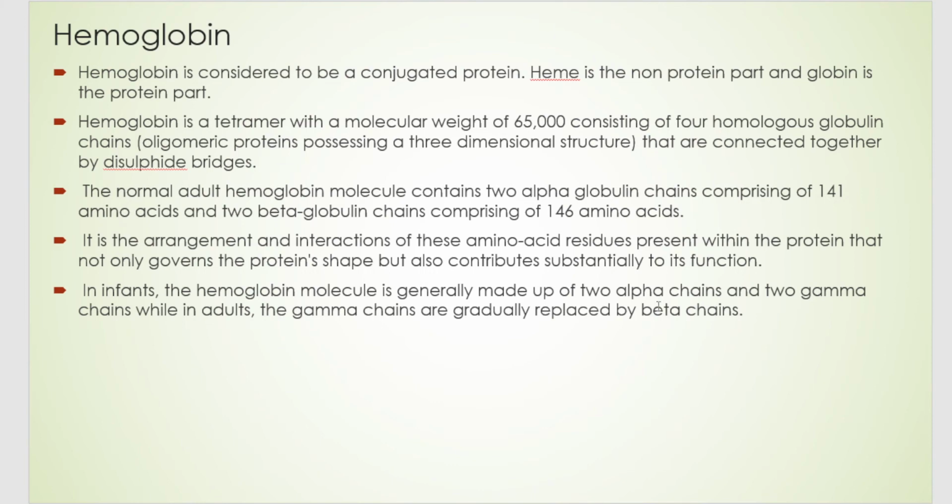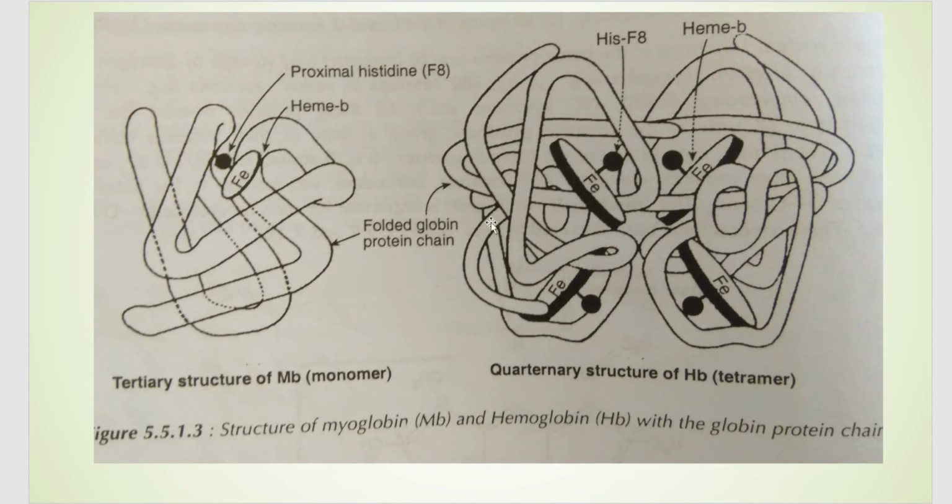So hemoglobin is considered to be a conjugated protein, where, same way as in myoglobin, you can write the same points over here also. That is, heme is a non-protein part and globin is a protein part. Now what is the difference? That was a monomer. This is a tetramer with a molecular weight of around 65,000 Dalton, and it consists of 4 homologous, same looking globin chains. These are connected together by disulfide linkage. You can see that each of it has this globin chain, and all the 4 globin chains of different units are linked together by disulfide linkage.